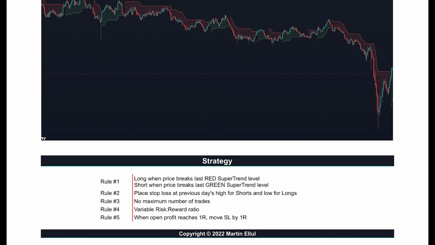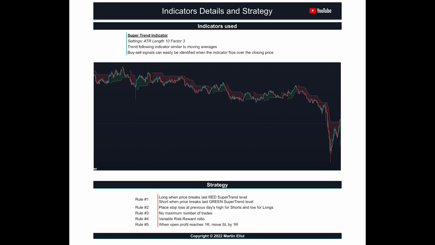So let's get on the charts now so I can show you a few examples, and then we'll dive straight into the 100 trade backtest.